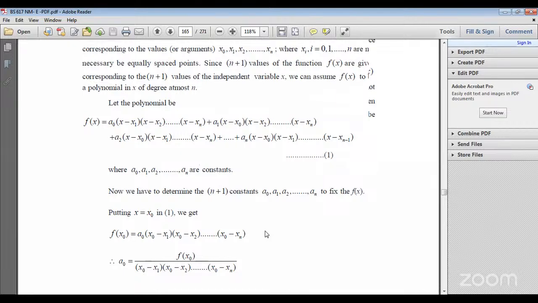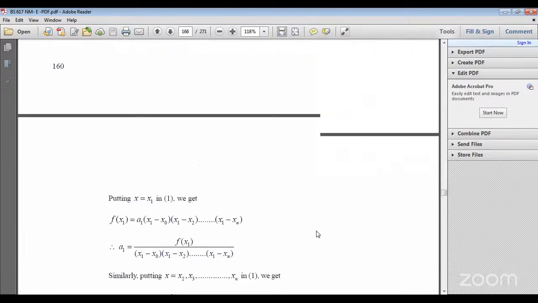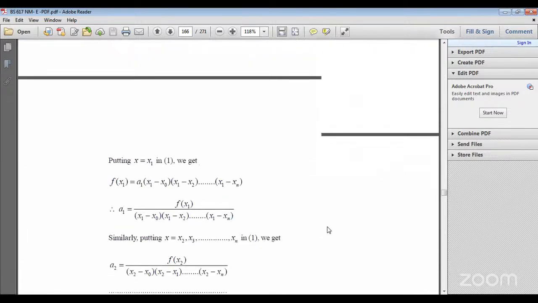Putting x is equal to x0, we get f of x0 is equal to a0 times (x0 minus x1)(x0 minus x2), and so on, (x0 minus xn). So a0 is equal to f of x0 divided by (x0 minus x1)(x0 minus x2)(x0 minus x3), and so on, (x0 minus xn). Then put x is equal to x1. So we get f of x1 is equal to a1 times (x1 minus x0)(x1 minus x2), and so on, up to (x1 minus xn); the other terms are zero. Therefore a1 is equal to f of x1 divided by (x1 minus x0)(x1 minus x2), and so on.